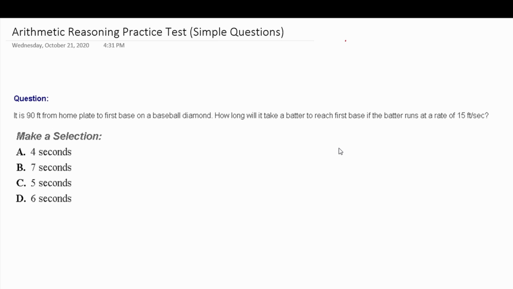As a reminder, you're not allowed to use a reference sheet or a calculator on the ASVAB, so it behooves you not to use any of those things as you complete this practice test.